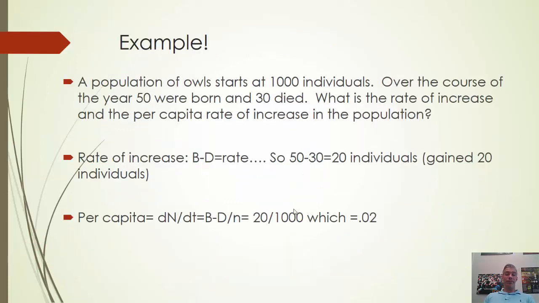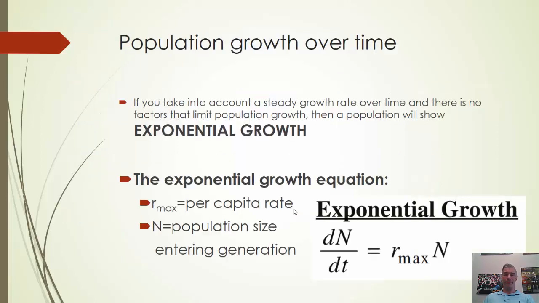Here's an example. A population of owls starts at 1,000 individuals. Over the course of the year, 50 were born and 30 died. What is the rate of increase and per capita rate of increase of the population? The rate of increase is just births minus deaths, so that's 20 individuals gained. To figure out the per capita rate of increase, we take the 20 individuals and divide by the initial 1,000. That shows a rate of 0.02, which is the same as saying that per those 1,000 individuals, 20 individuals will be gained within that year.